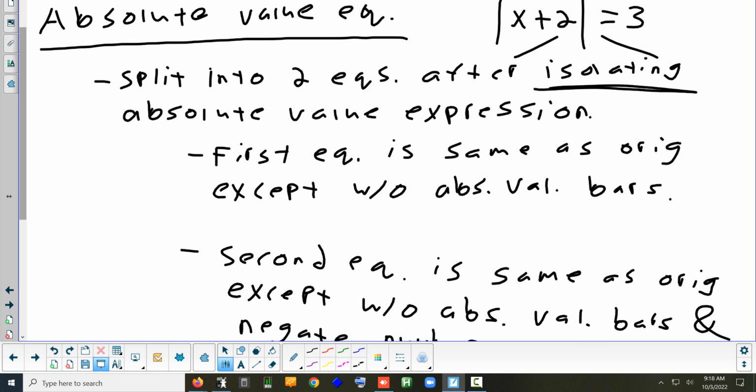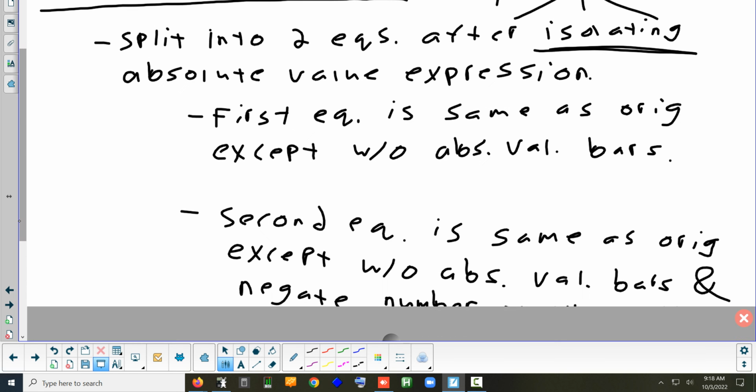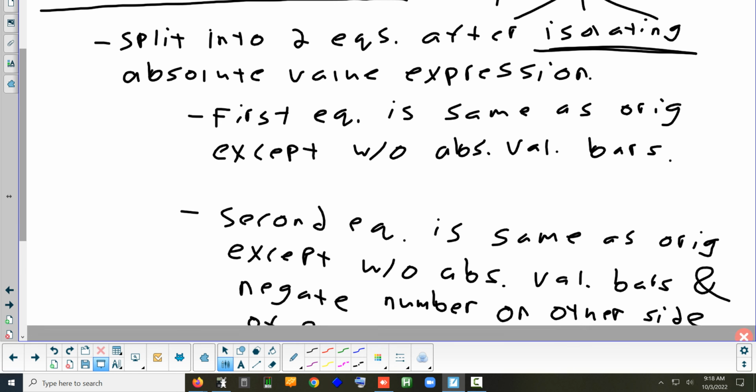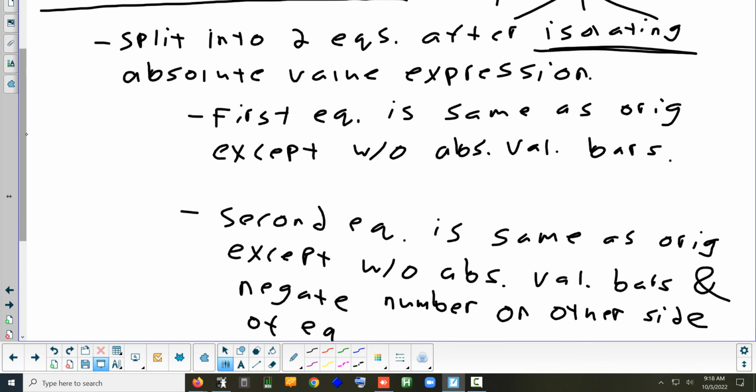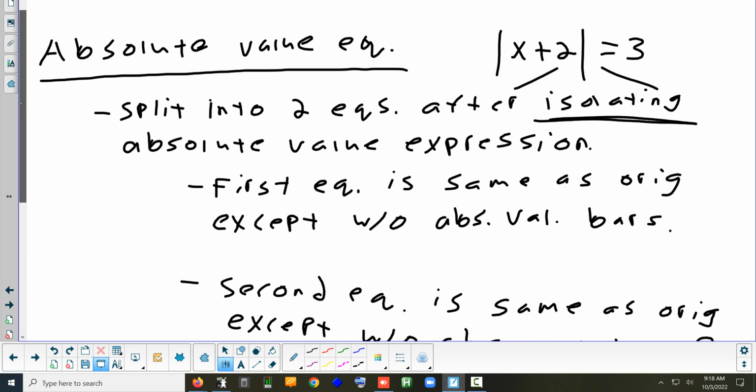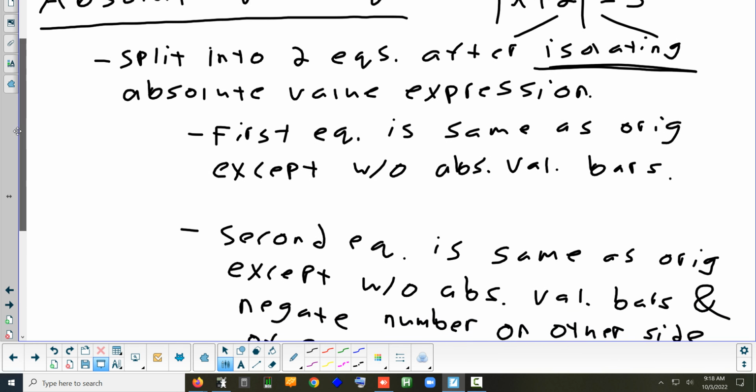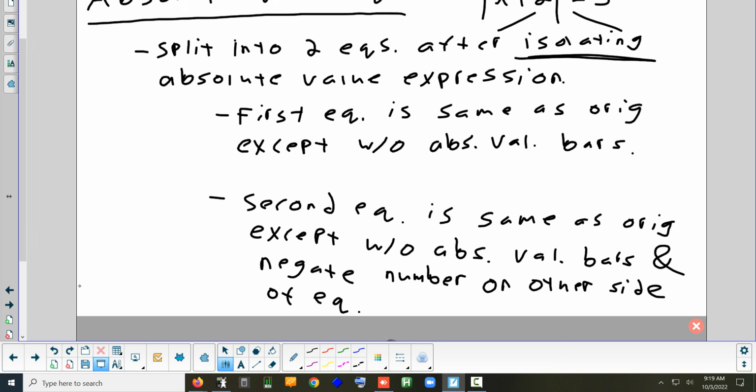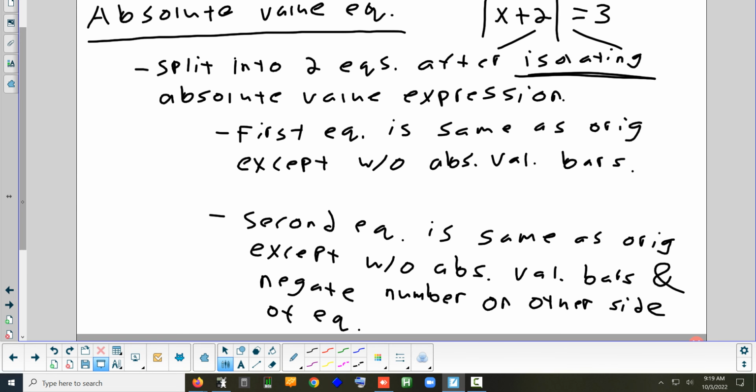Now, the second equation has one extra step. You still do what you did in the first equation, which was the original problem, take out the bars. But you have to change the number on the other side to a negative. So x plus 2 equals 3 would be your first equation. x plus 2 equals negative 3 would be your second equation. And you solve each one of those and get the answer.